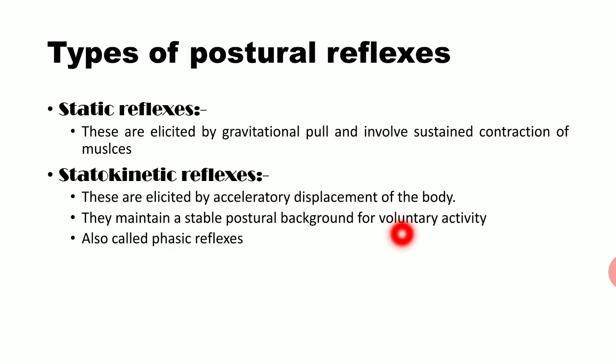Types of postural reflexes: static reflexes and statokinetic reflexes. Static reflexes are elicited by gravitational pull and involve sustained contraction of muscle. Statokinetic reflexes are elicited by oscillatory displacement of the body and they maintain a stable postural background for voluntary activity. It is also known as phasic reflexes.